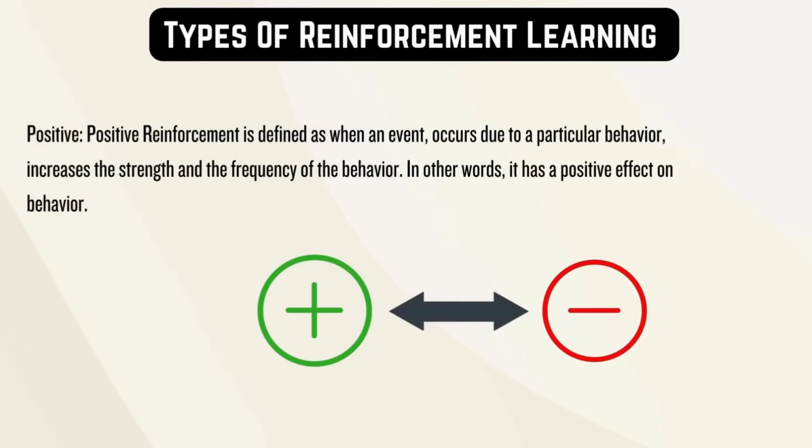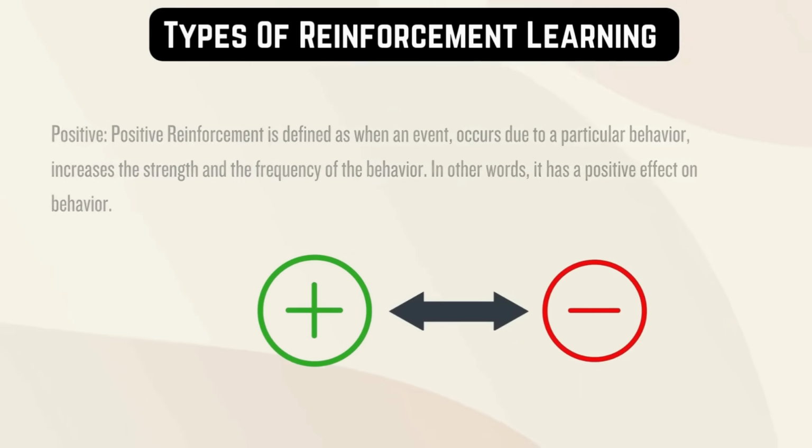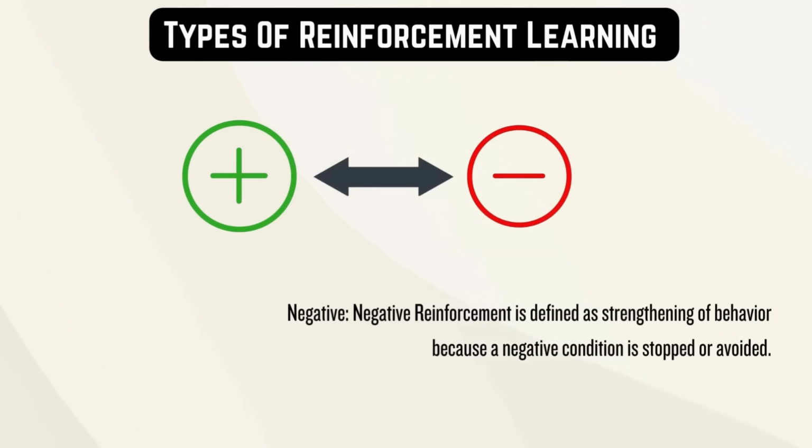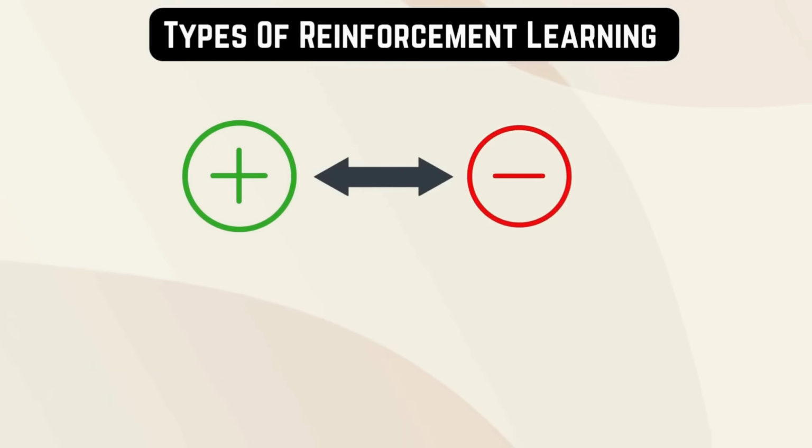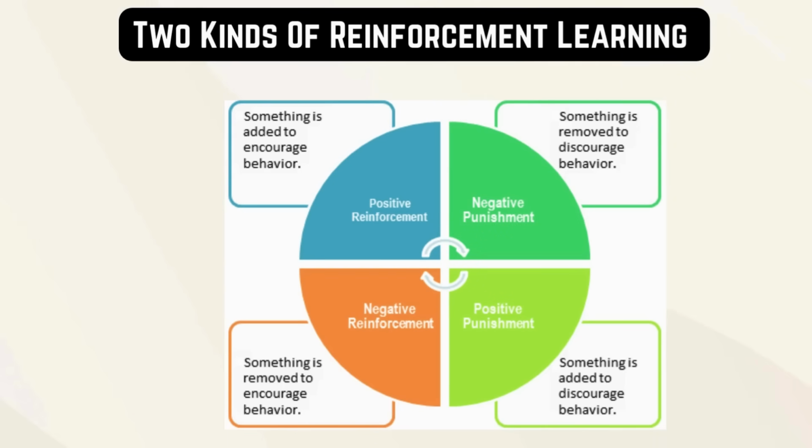There are two types of reinforcement learning: positive and negative. Positive reinforcement is defined as when an event occurs due to a particular behavior, increases the strength and the frequency of the behavior. In other words, it has a positive effect on behavior. Negative reinforcement is defined as strengthening of behavior because a negative condition is stopped or avoided.